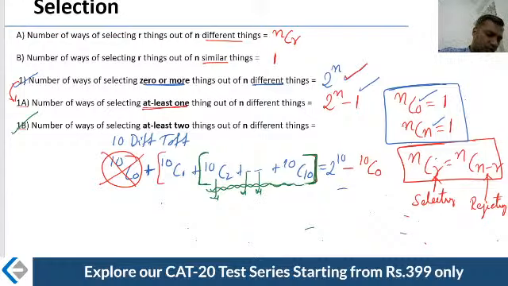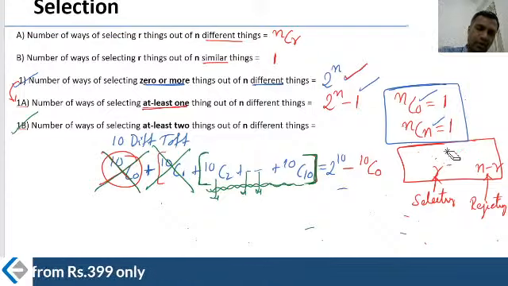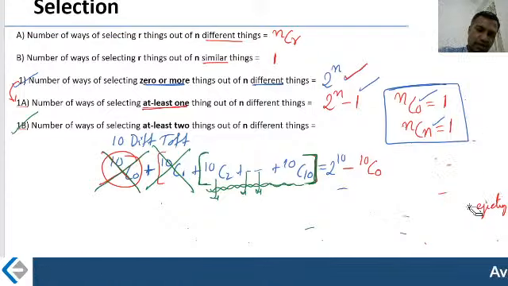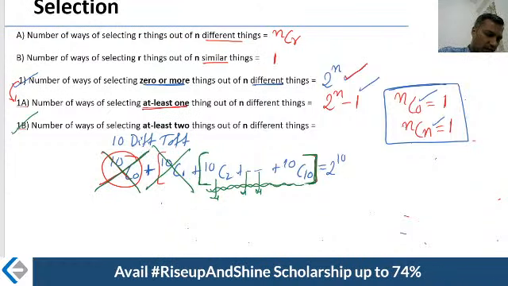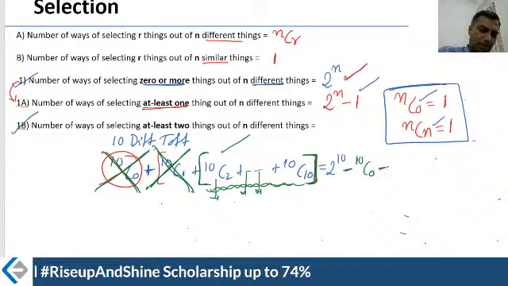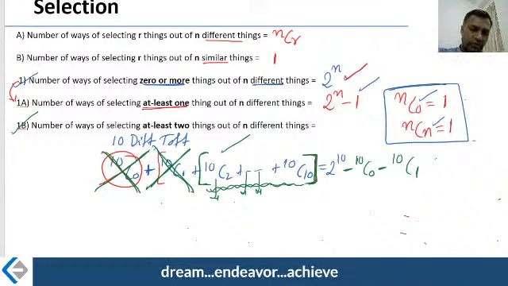Instead, I don't want these 2 cases out of the total. What was the total, my friends? The total is 2 raised to the power 10. I don't want these 2 cases, because from case number 2 onwards I'm fine. Therefore, minus 10C0, which is nothing but 1, minus 10C1. These are the 2 things that I'm doing. I hope all of you got this backward way of looking at it.